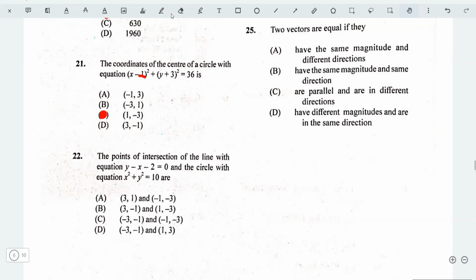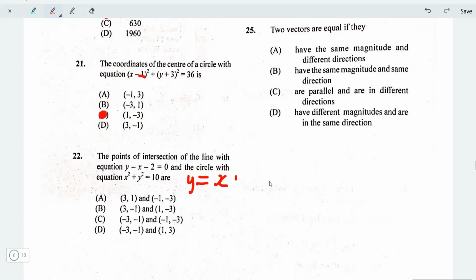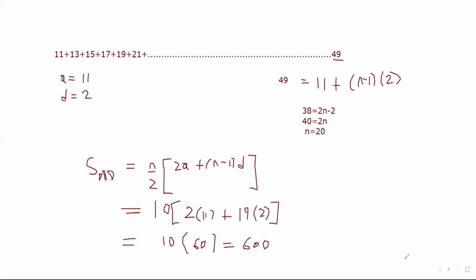So first thing we need to do is right here, so this line, we can make y the subject, bring over the x. Really and truly they're giving you that y is equal to x plus 2. So let us now solve them simultaneously. So let's go to the whiteboard, and then we can do it right here. Y is equal to x plus 2, and then we have x squared plus y squared equal 10. So we're going to substitute the y as x plus 2.